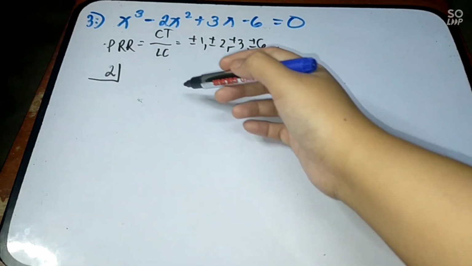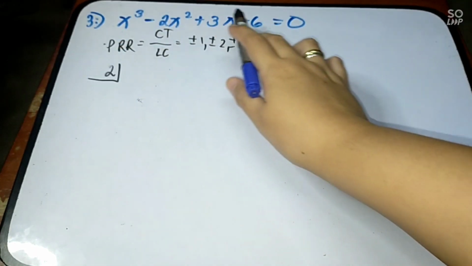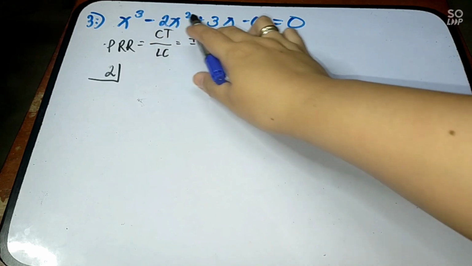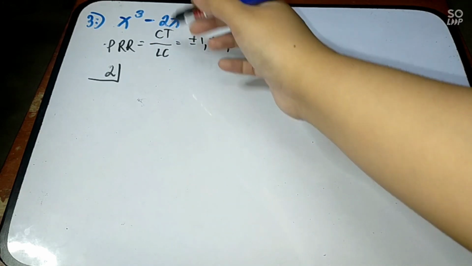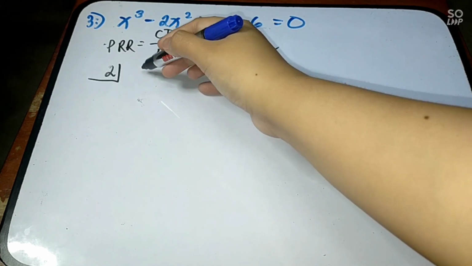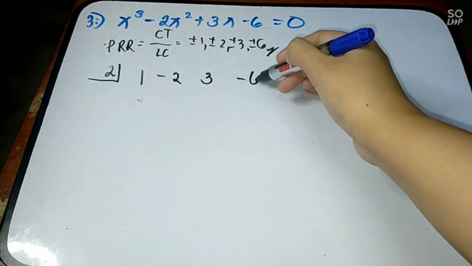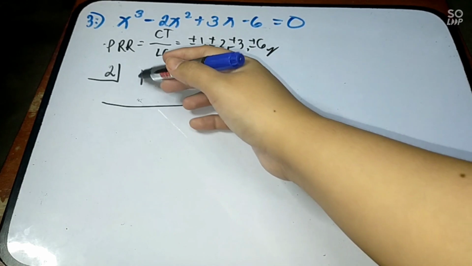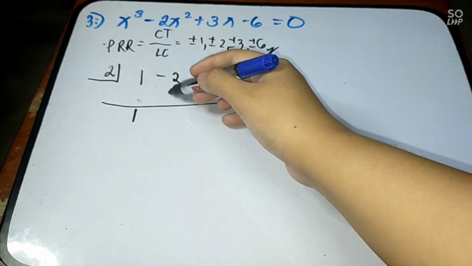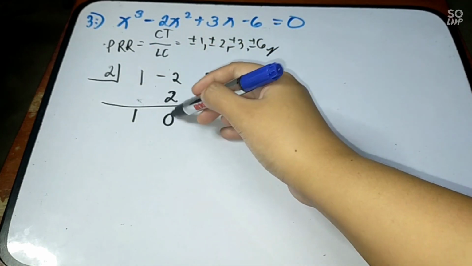Tingnan natin. So, si 2, then we have the numerical coefficient. Since kumpleto naman yung variables natin, lagay lang natin yung numerical. Ang numerical natin, we have 1, negative 2, positive 3, and negative 6. Afterwards, bring down 1. 1 times 2, the answer is 2. Negative 2 plus 2, the answer is 0.